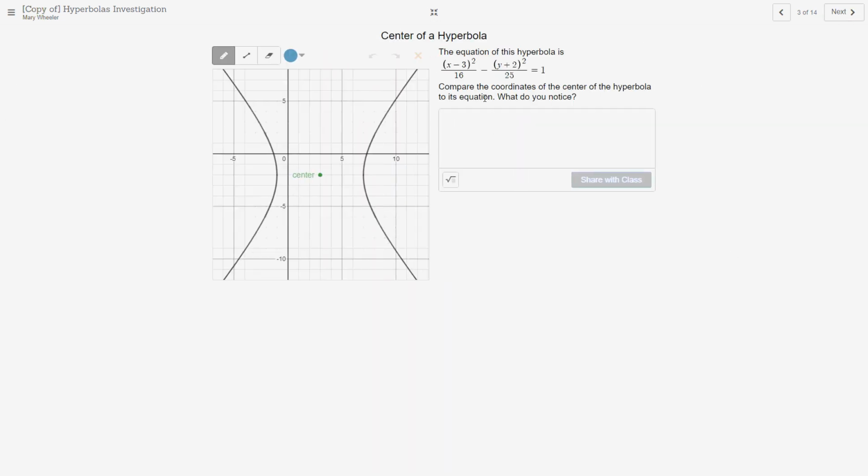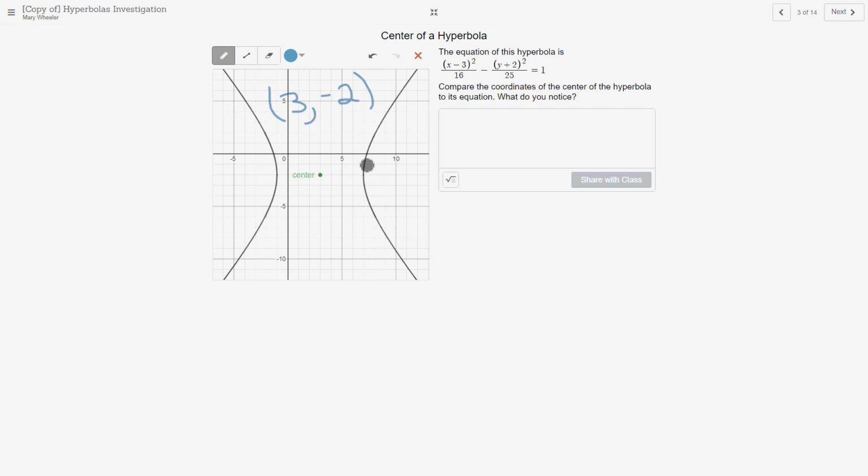So, compare the coordinates to the center. And what do you notice? Well, with the 3, negative 2. My x is paired up with the 3. Y plus 2, if I were to solve that, I would get negative 2. That is my center. So it's kind of the same setup that a center of an ellipse would have. This is the center of your hyperbola, and it's between the two vertices.